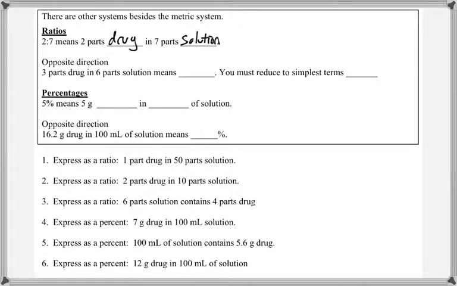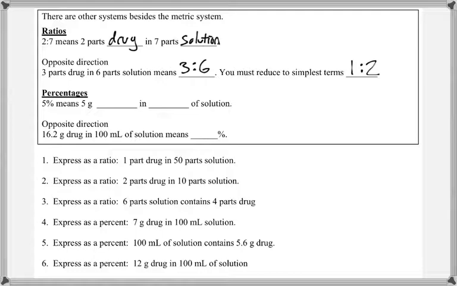And it goes both ways, so if you see 3 parts drug in 6 parts solution, then you can say 3 to 6. Although you do need to reduce it to simplest terms. So very much like a fraction, if this were 3 over 6, that reduces to 1/2. This reduces to 1 to 2.